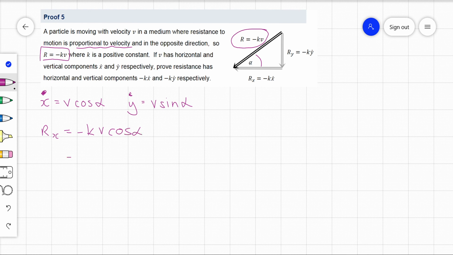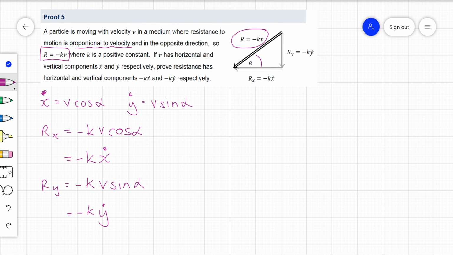Alright, so if we have a look, it's really nice, you can do this with linear. So we can make it minus k, and then we can just put x dot. That is the horizontal velocity. And in the same way in the vertical plane, we've got minus k, it's proportional to the velocity by minus k, and the velocity that we've got in the vertical plane is v sine alpha. So again, we can go like that. So the components for resistance in the horizontal and vertical plane are minus k x dot and minus k y dot. That's just using trig.